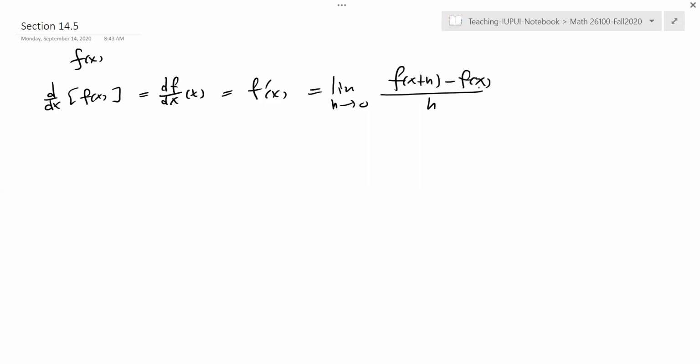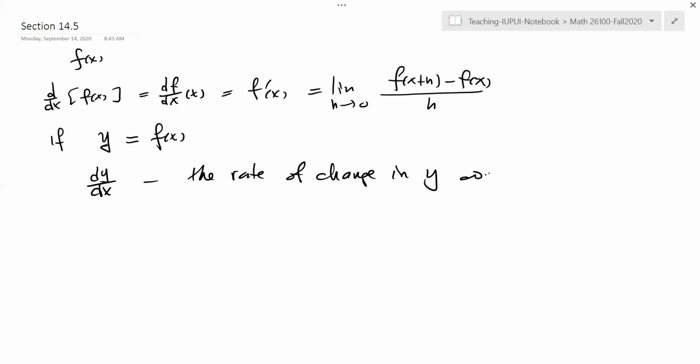So now, those are the notations. Now, if we have two variables, y and x, related by this formula, if y is a variable depending on x by this formula, then we also have other notations. We can write dy over dx, which is called the rate of change in y with respect to x.